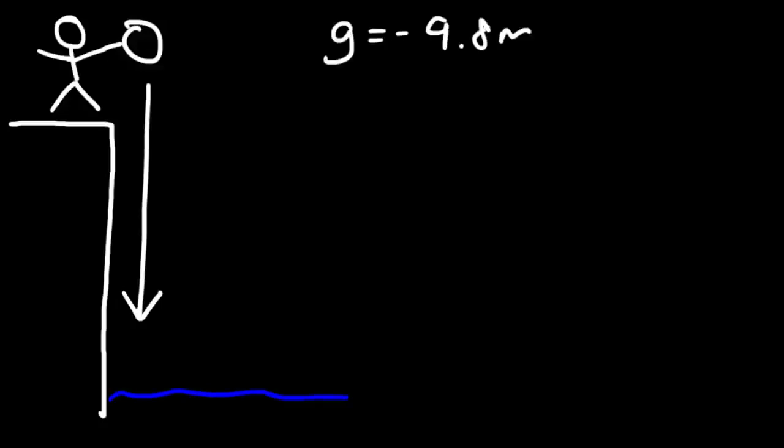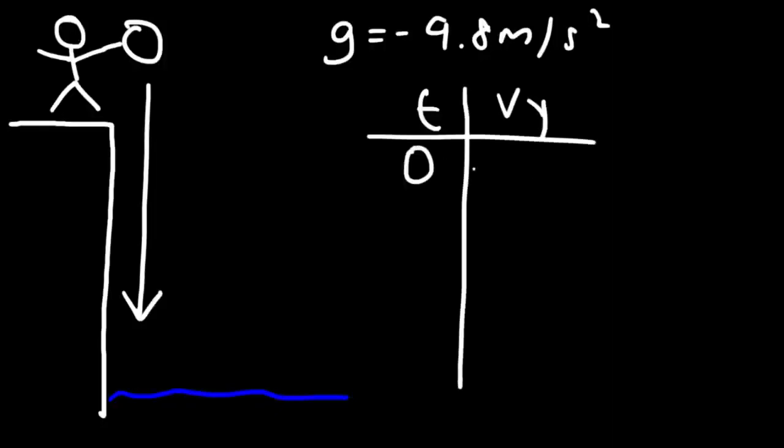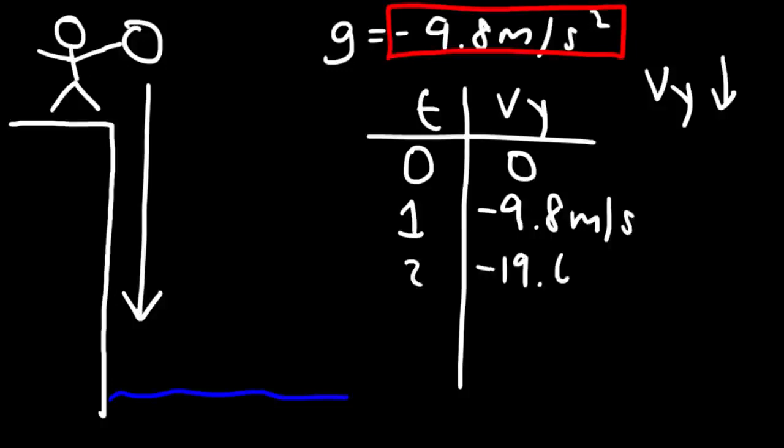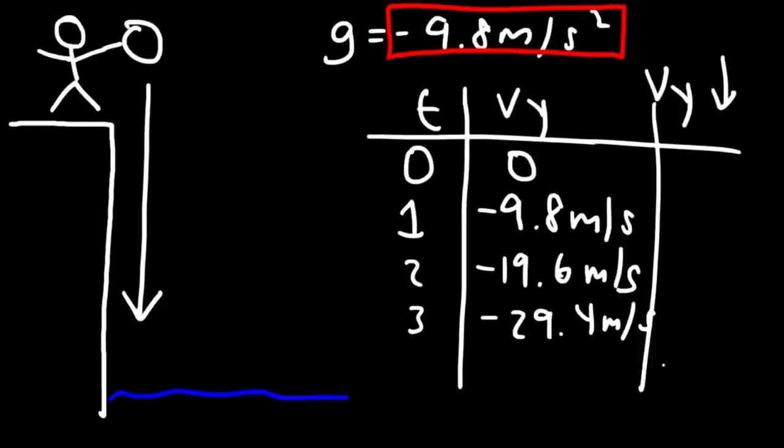If we make a table with t and Vy, at t equals 0, the initial vertical velocity will be 0 because the ball was released from rest. Now the acceleration, or also called acceleration due to gravity, is negative 9.8. Because it's negative, the vertical velocity will be decreasing. So every second, it's going to decrease by 9.8. So 2 seconds later, it's going to be negative 19.6. 3 seconds later, it's negative 29.4. Now the speed is always going to be positive.